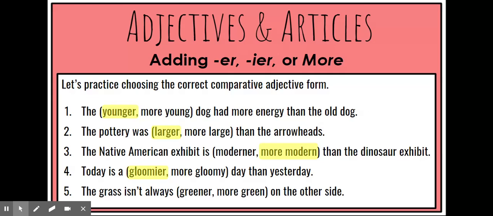The grass isn't always greener, more green on the other side. Green is an adjective. How many syllables is it? Green. It's 1 syllable, and so we would use the suffix er on it, and it would be greener. We would not say more green. We would say greener to compare the greenness of whatever 2 nouns we're talking about.